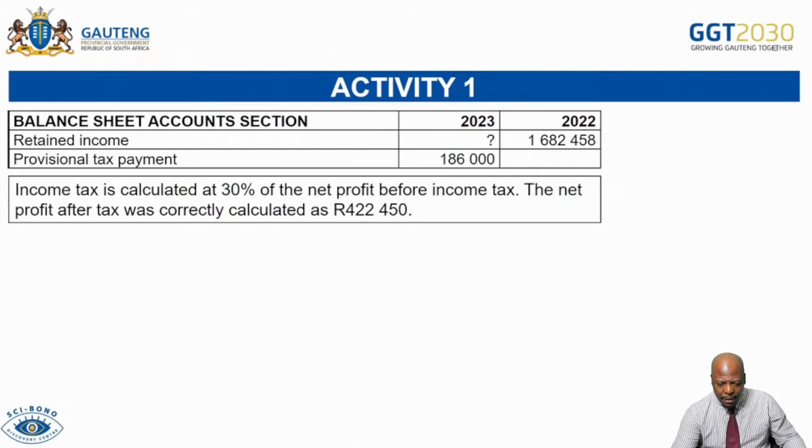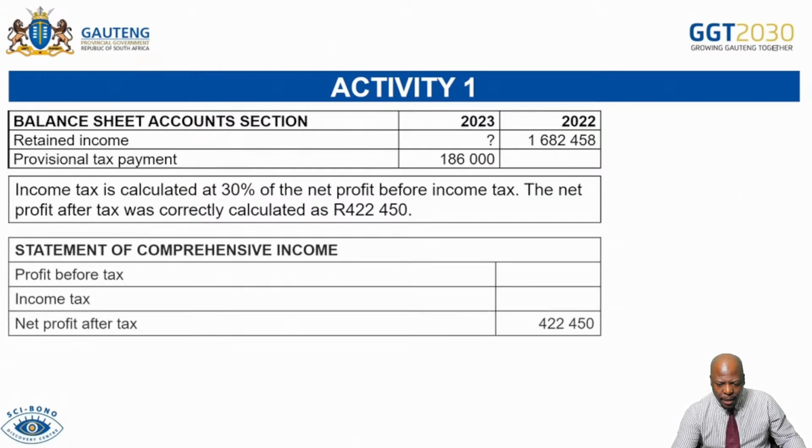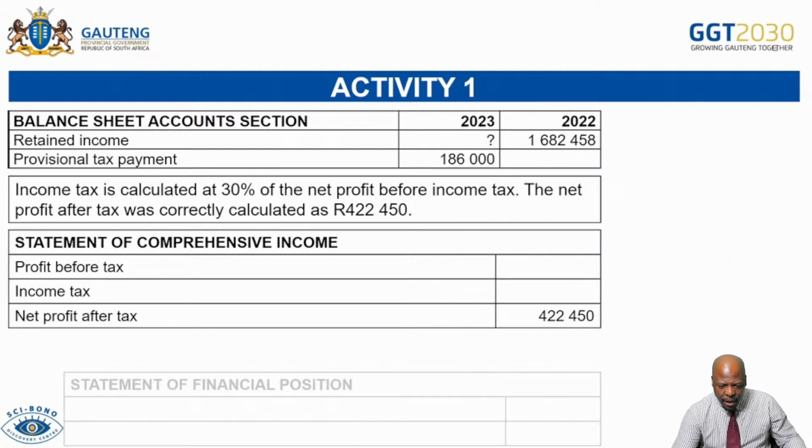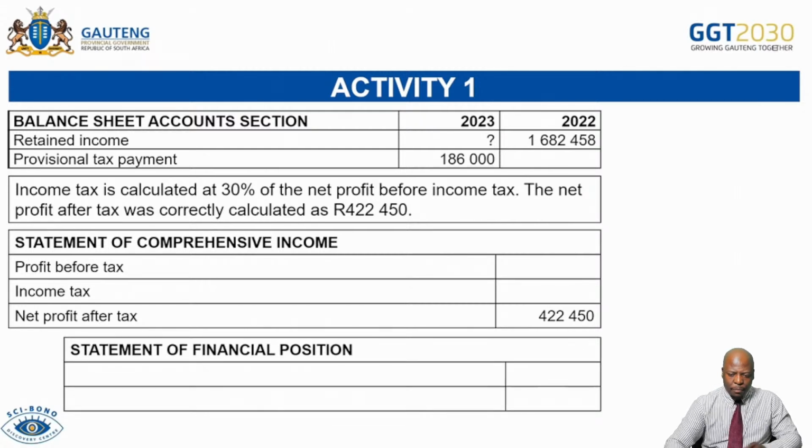The next one then reads, income tax is calculated at 30% of the net profit before income tax. And then we are to record here. I know that my net profit after tax is given. And I have my net profit before tax, which is 100%. And my income tax is 30%. 30% here. So here it becomes 70% there. I want my income tax. Okay, so what I want is 30. What I have is 70.